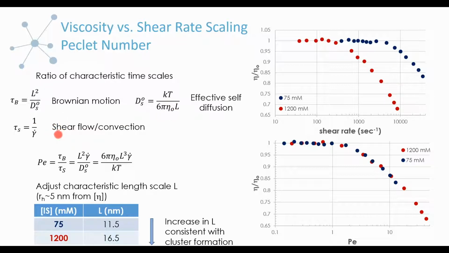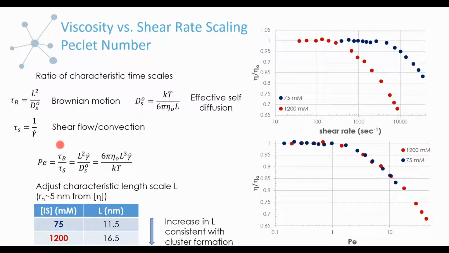And then the other time scale relevant here is that associated with the flow field. And so this is just the inverse of shear rate. So we already talked about that in a general way. And so the Peclet number is defined as this Brownian motion time divided by the characteristic time scale of the flow or convection.